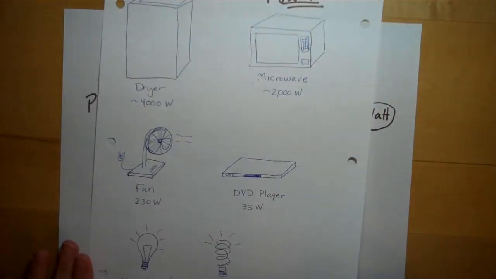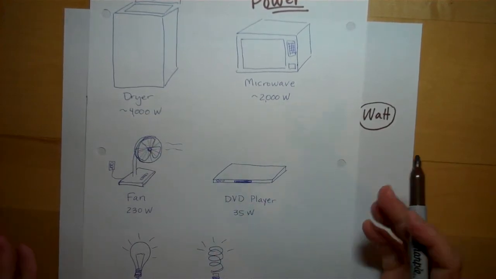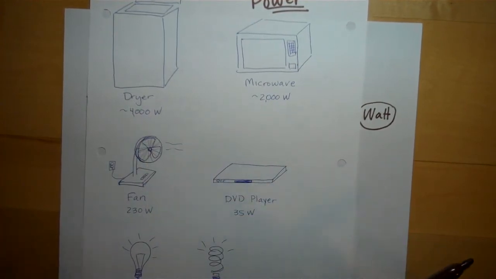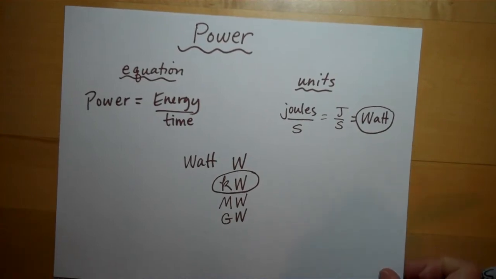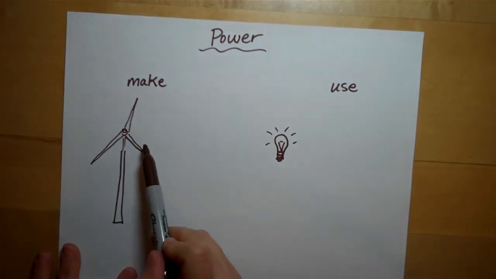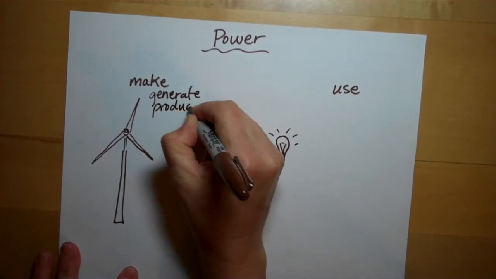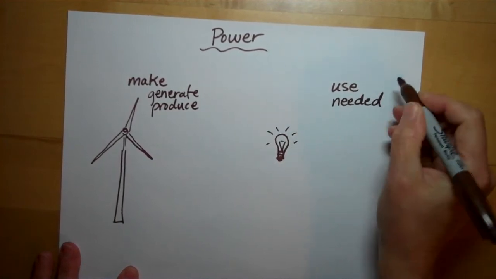This is from the last video, the power that different machines require in order to work. So notice these are all in watts. These two could be in kilowatts, 2 kilowatts, 4 kilowatts. And that's an important thing I want you to think about, those two pictures, when you think about power. Power can be thought about both in terms of making power, generating it or producing it, and power can be thought of in terms of using it or amount of power needed.